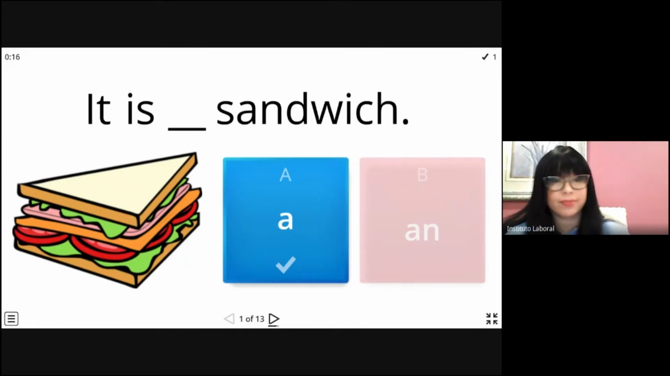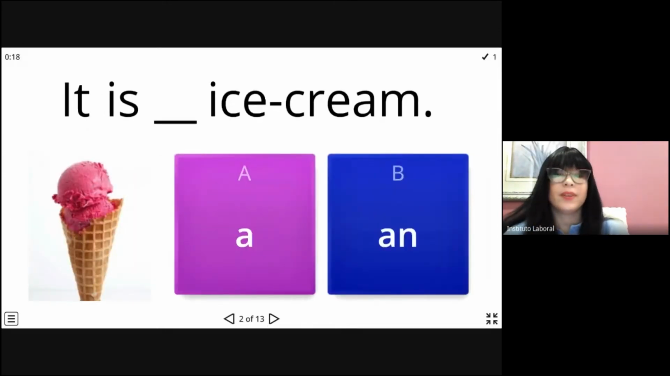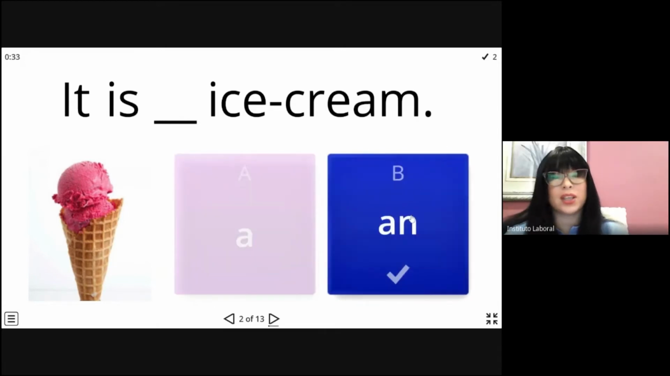Number 2. B. Could you please read it for me? Léelo, por favor. It is an ice cream. Very good. Excellent.